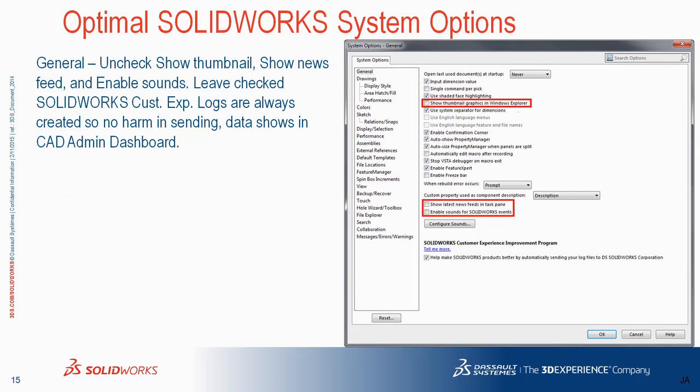I generally uncheck Show Thumbnail Graphics inside of Windows Explorer. I get rid of the news feed and enable sounds. I'm looking for, once again, things that are going to speed up the performance, things that are going to take overhead when they're running.